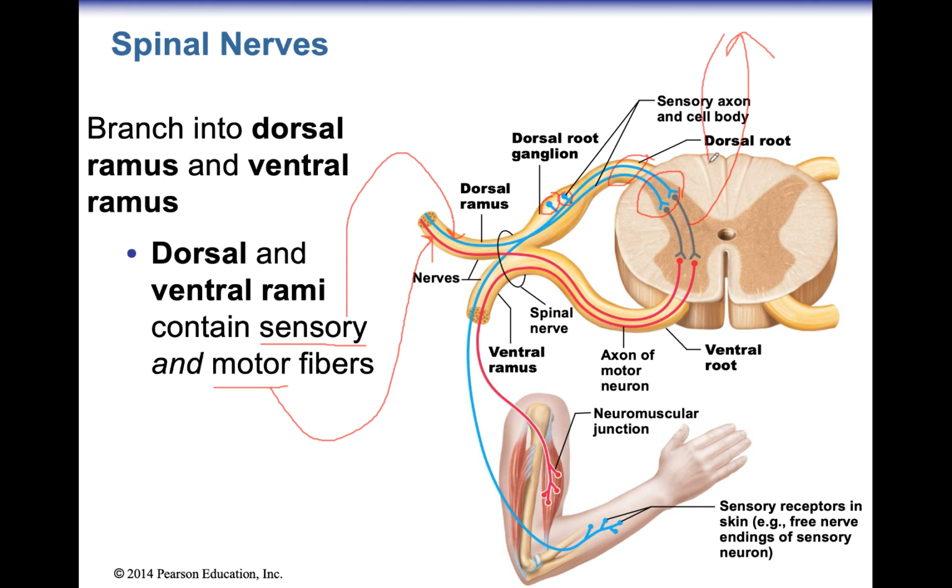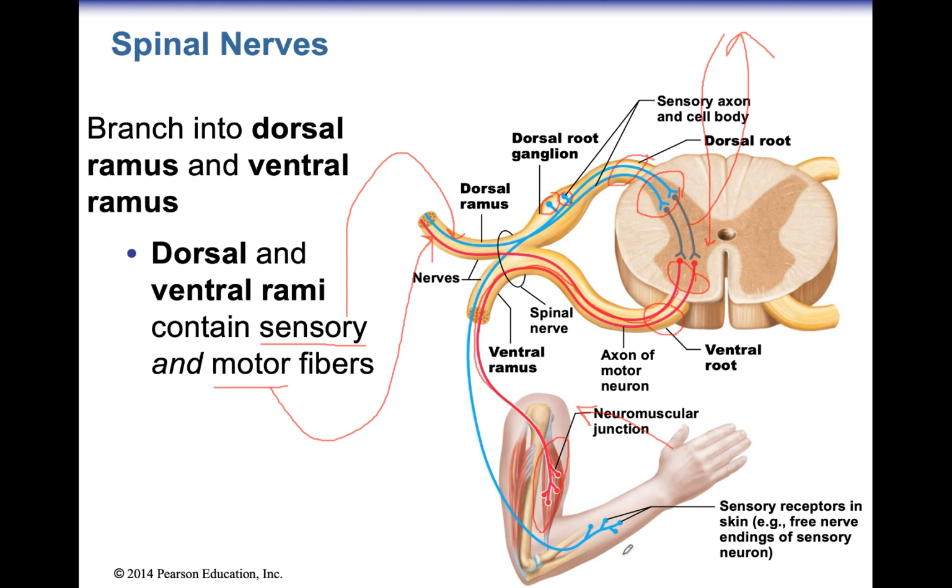So it sends a signal back down through the ventral horn, out the ventral root, and through the ventral region to go and innervate, let's say, your bicep. You contract your bicep, the hand moves out of the way, and the tickling stops.